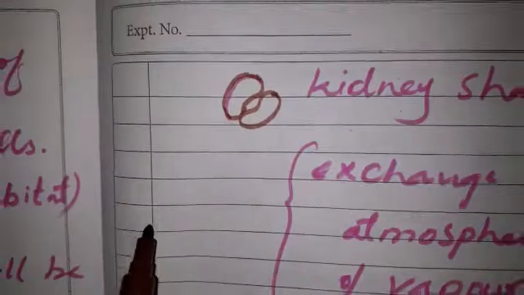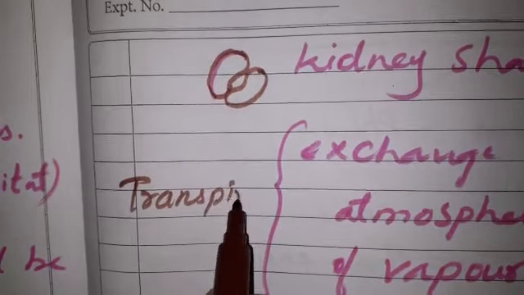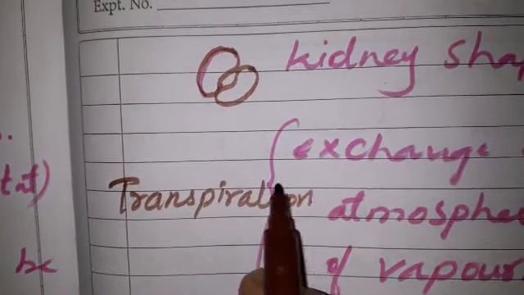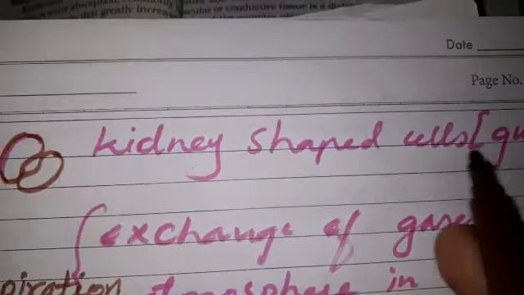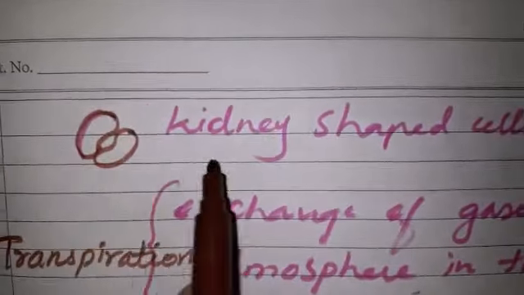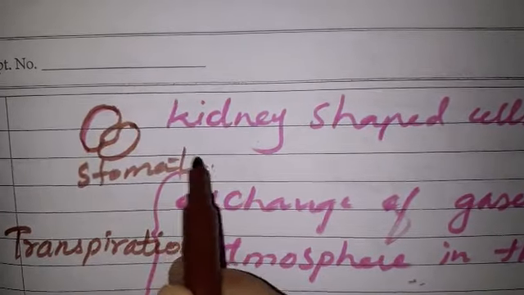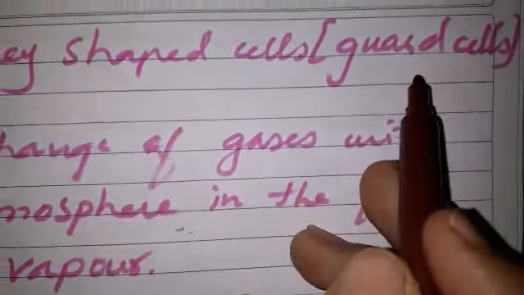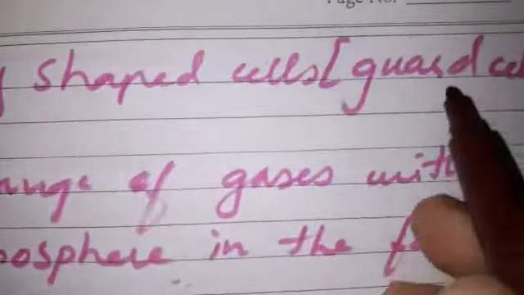So this process is called transpiration. Remember, transpiration happens with the help of stomata, which have two kidney shaped cells, and these kidney shaped cells of the stomata are called guard cells.